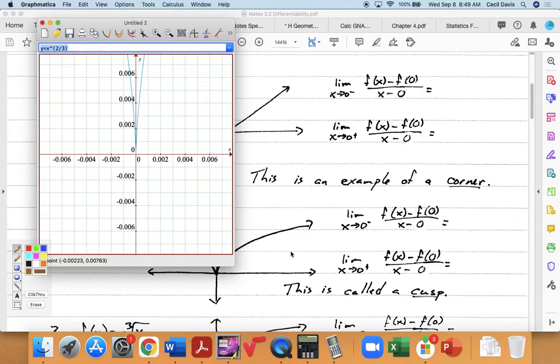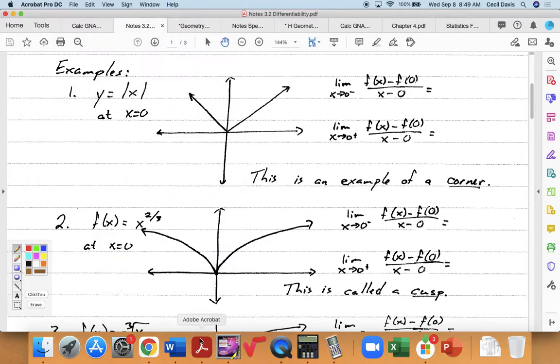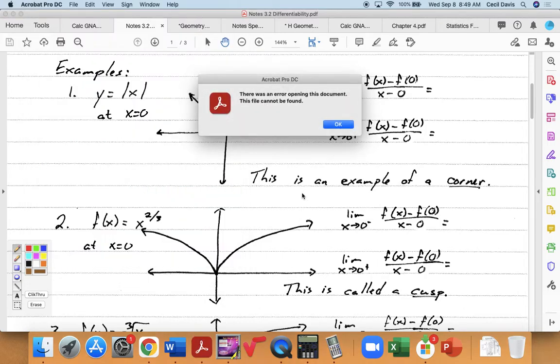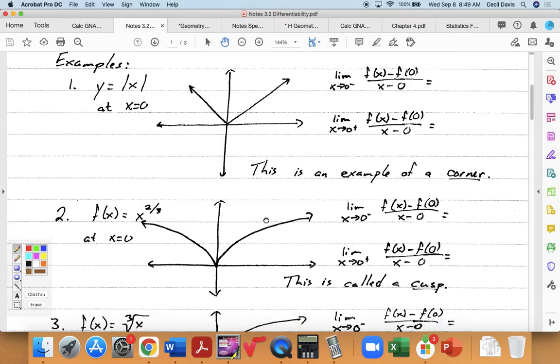So there was an error opening this document. This file cannot be found. It's right here.